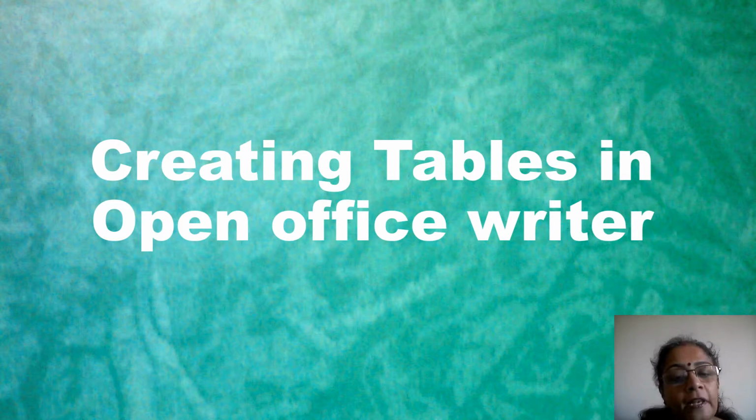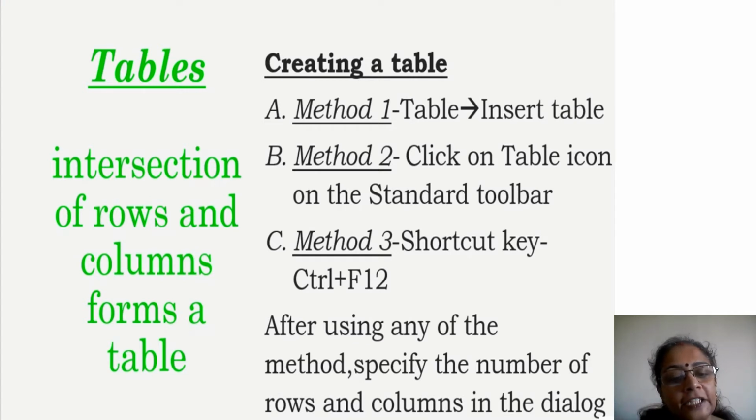So what is a table? A table is basically an intersection of a row and a column, and these rows and columns together form cells. So each and every column or row contains some data.